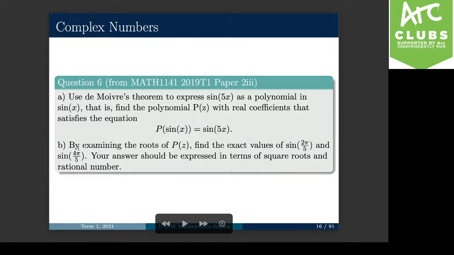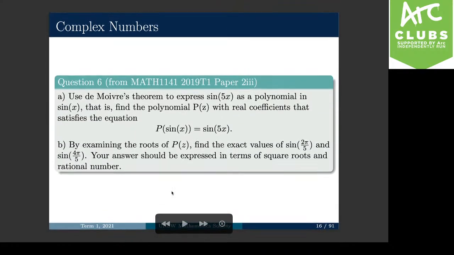Part B is, by examining the roots of p(z), find exact values of sine 2 pi over 5 and sine 4 pi over 5. Note that you can obviously use part A to find part B, and your answer should be expressed in terms of square roots and rational numbers.